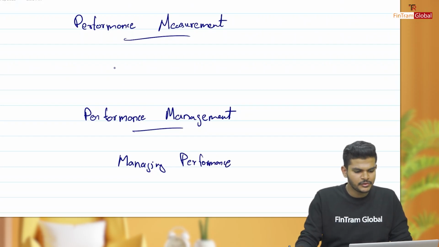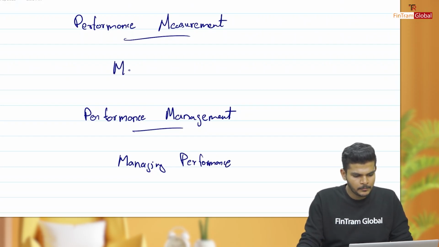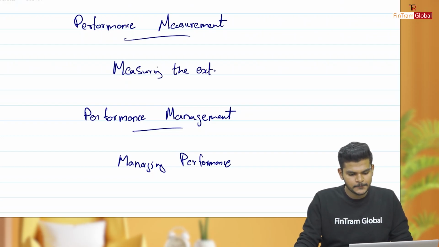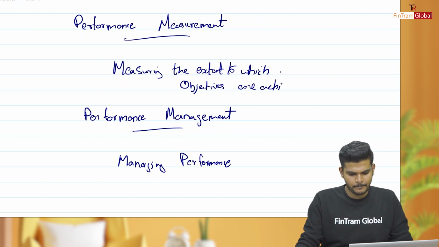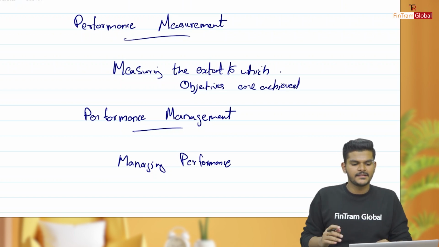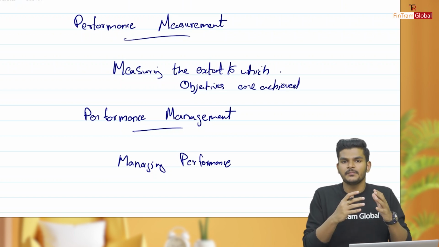And the other is all about measuring the extent to which the objectives are achieved, isn't it? This is the difference between both these terms.